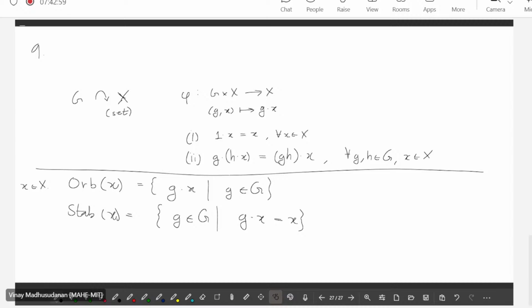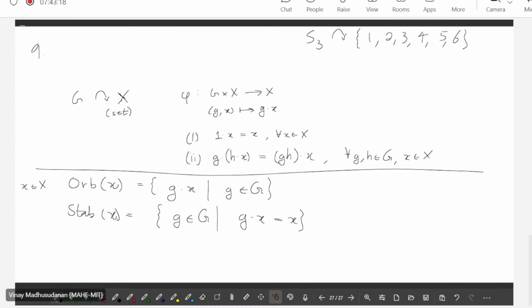So for example, if I take S3 acting on let's say 1, 2, 3, 4, 5, 6. How can S3 act on 1, 2, 3, 4, 5, 6? It not naturally it acts on 1, 2, 3. I can make it act on 1, 2, 3, 4, 5, 6 also. In what way?